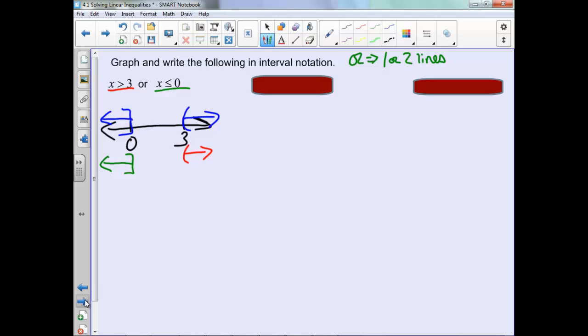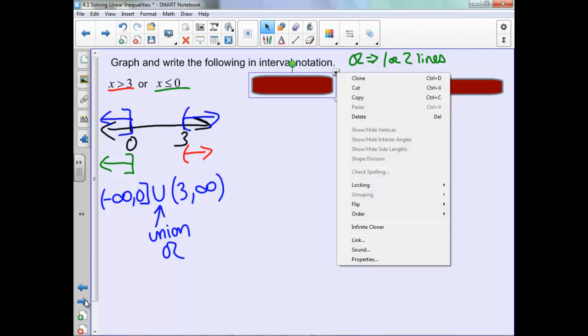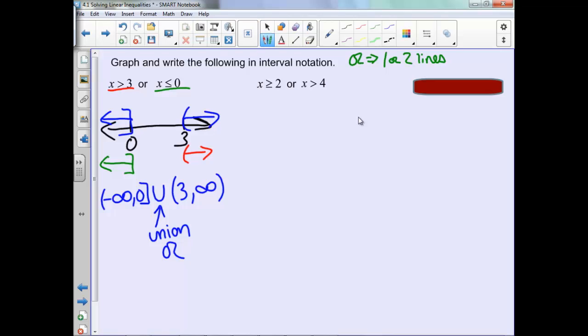So in interval notation, we'll have from -infinity up to 0, but we'll also have from 3 to infinity. And this just means union, which in our case means OR. That's how we're using it. So now let's look at this one.